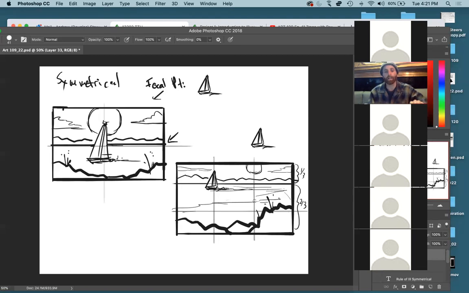Different things like that. So now, again, one isn't better than the other, but this one feels a little bit more staged. And this one here is going to feel more natural, like it kind of just fell into that composition.